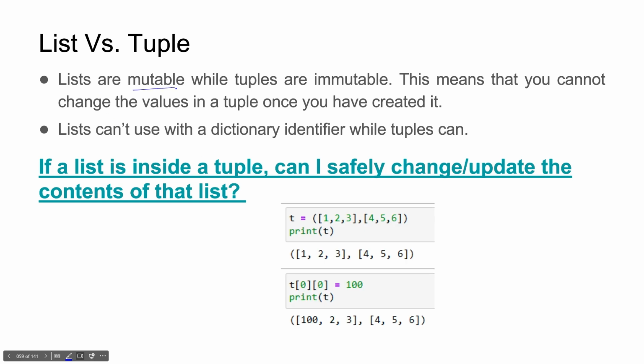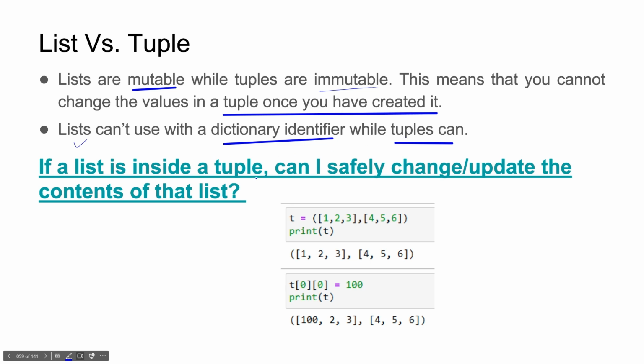Lists are mutable, the tuples are immutable. This means that you cannot change values in a tuple once you have created it, right? And why do we need this? Because at certain places you don't want to change the values, right? A list can't be used as a dictionary identifier because you can change it. Tuples can be used as dictionary identifiers because these are immutable. You can't change them. So there is another difference.